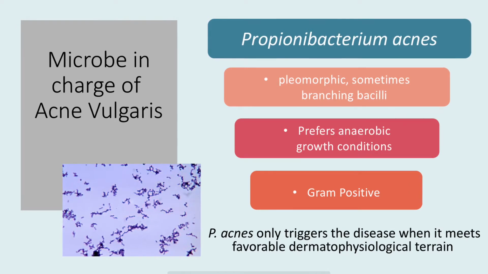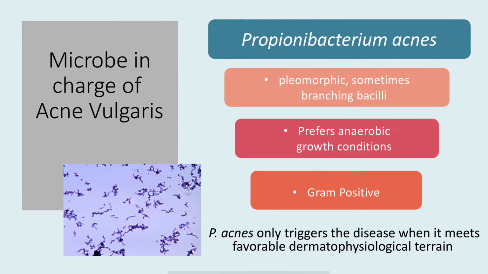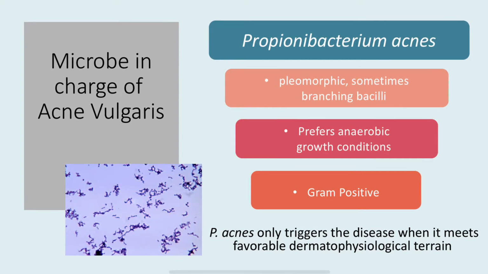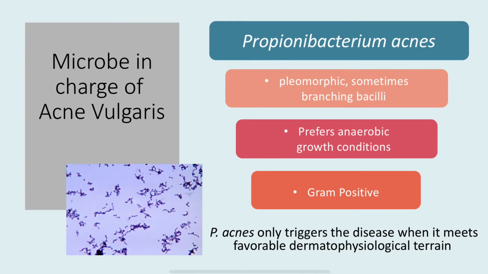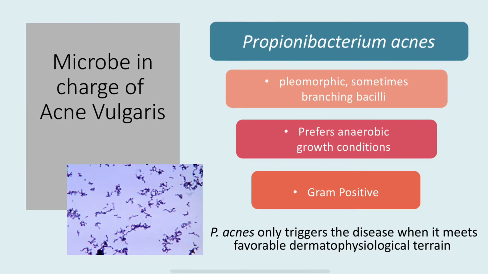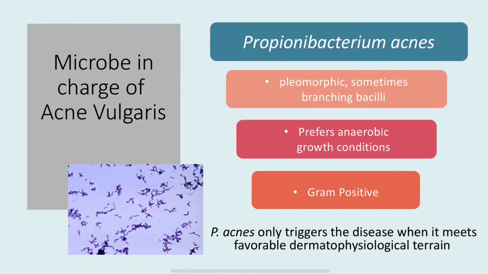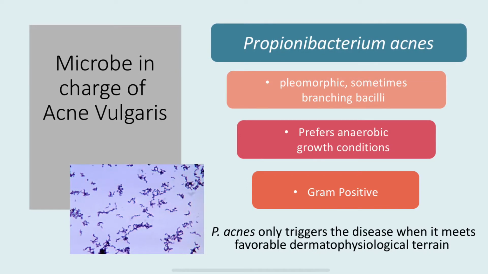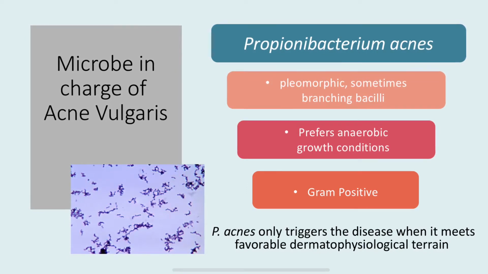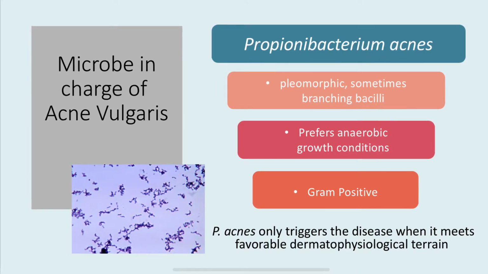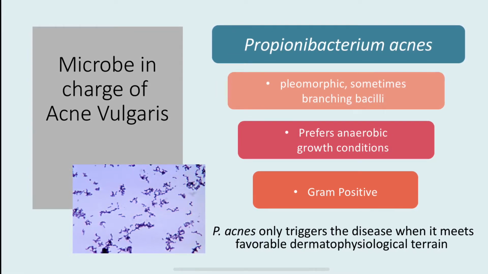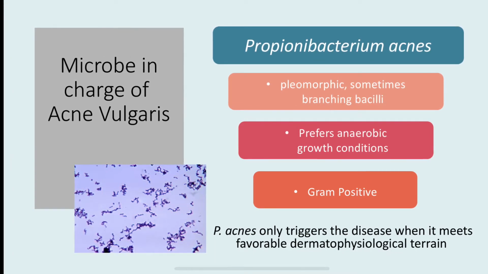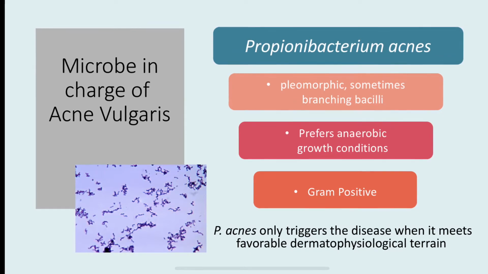However, there is a certain microbe that can also contribute to this disease. Propionibacterium acnes, or P. acnes. It is pleomorphic, meaning that it has a variable shape and size in response to the changing environment conditions. P. acnes is sometimes branching bacilli, meaning it is rod-shaped. It prefers anaerobic growth conditions, so conditions with no oxygen. This bacteria is also gram-positive, meaning it has a cell wall composed of peptidoglycan.